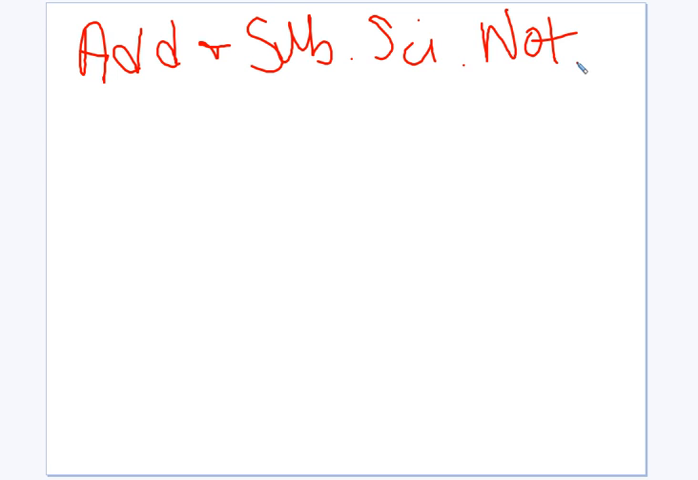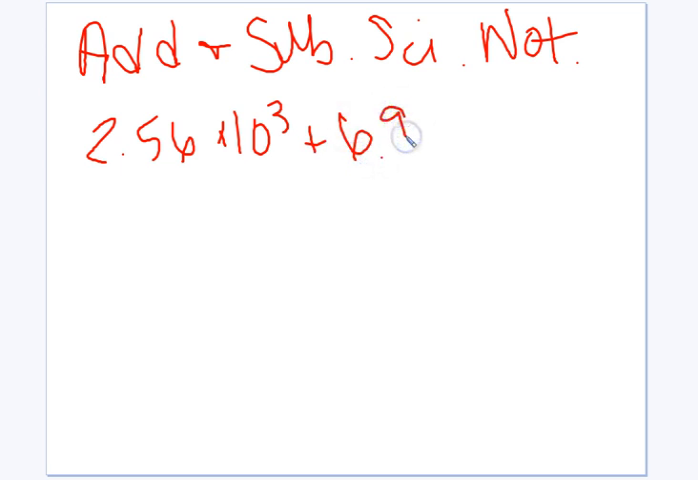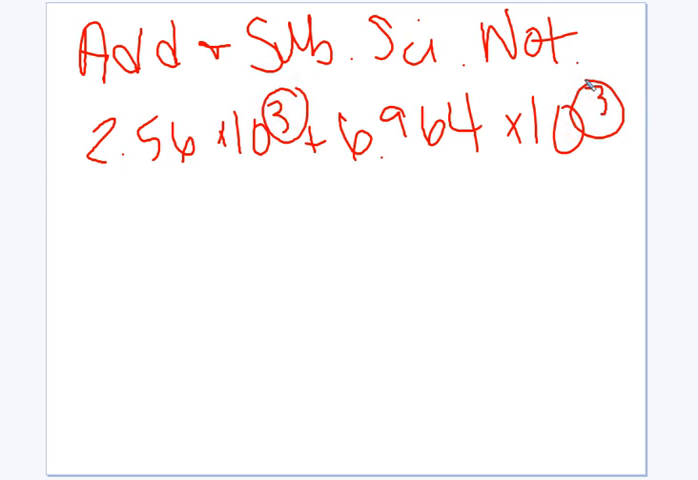Alright, so we'll start with adding in scientific notation, which is really simple. If I had two numbers in scientific notation and I wanted to add them together, it's easy as long as their exponents are the same. Okay? Because that's just how many times you're moving the decimal place. So we're going to do the same for both numbers, so we can just add them.